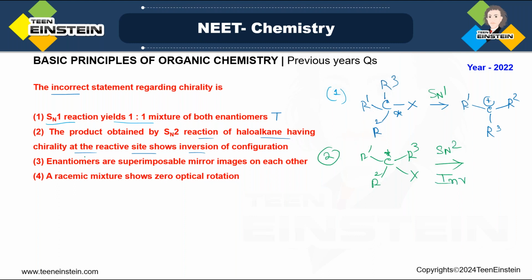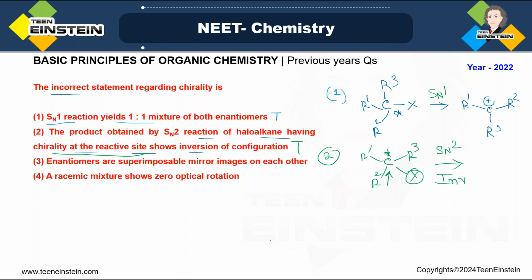So remember, it is clearly mentioned chirality at the reactive center. So chirality must be present at that carbon which is carrying the leaving group. If chirality is present somewhere else, it doesn't matter. It must be present at the chiral center, and there is inversion. So this statement is also correct.